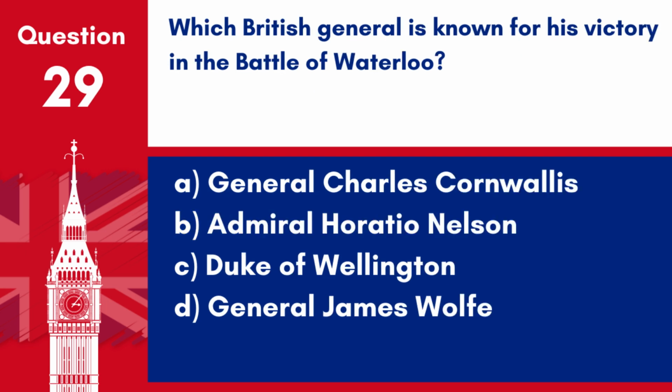Question 29. Which British general is known for his victory in the Battle of Waterloo? A. General Charles Cornwallis. B. Admiral Horatio Nelson. C. Duke of Wellington. D. General James Wolfe. Answer: C. Duke of Wellington. The Duke of Wellington is known for his victory in the Battle of Waterloo.